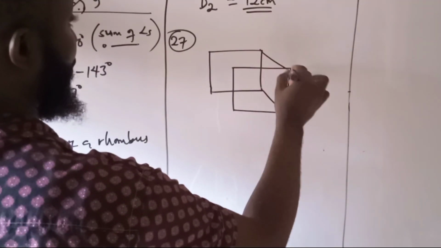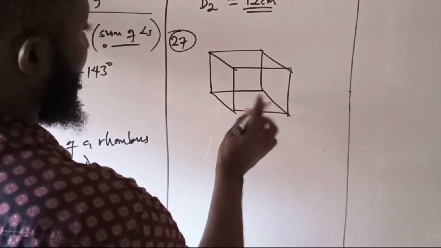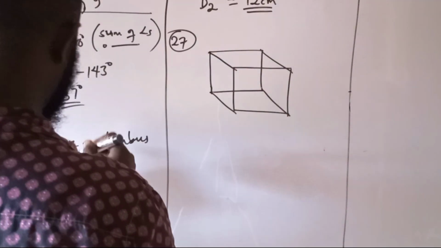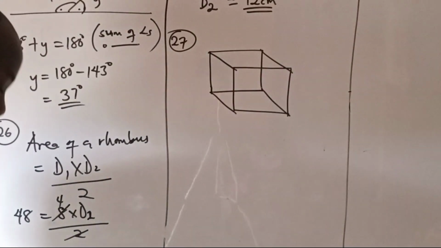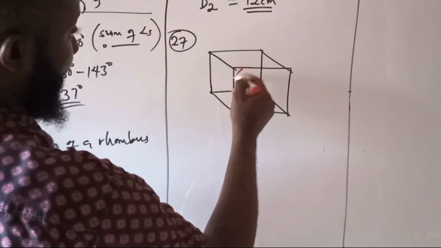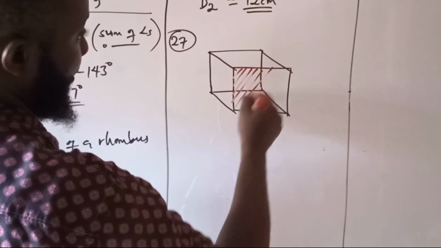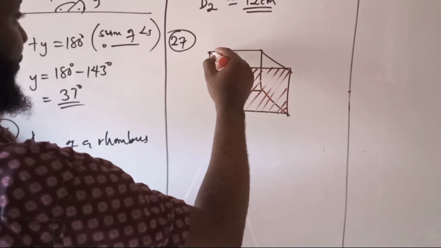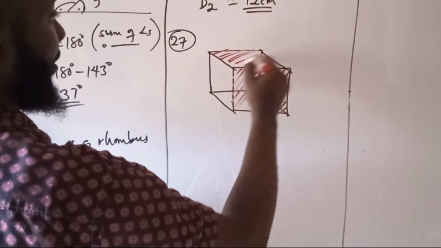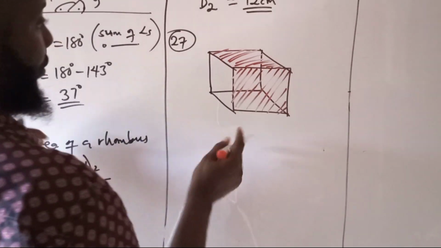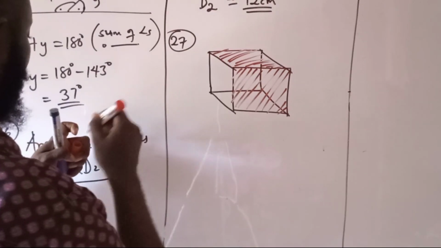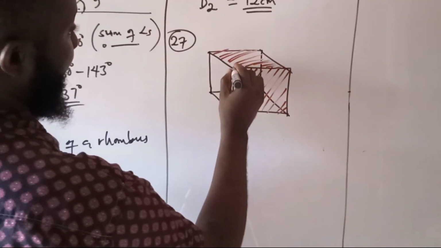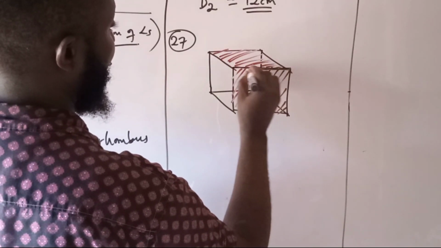So if you look at this cube, this place here, this is a face, and this is another face here. So this face and this face, they are meeting at this line. So this is an edge.